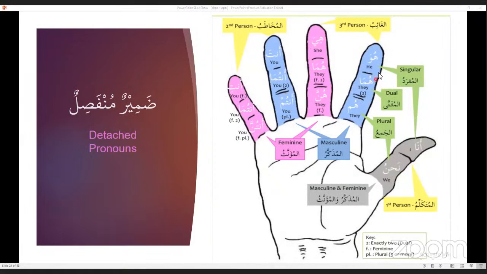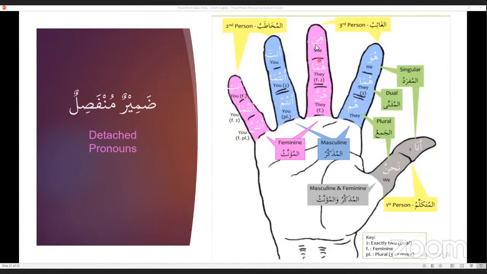So these fingers are for masculine and these two are for feminine. So you can count on the fingers. Huwa, huma, hum, hiya, huma, hunna, anta, antuma, antum, anti, antuma, antunna, ana, nahnu. You can lift your hand, and as I'm reading it, you can count on your fingers.